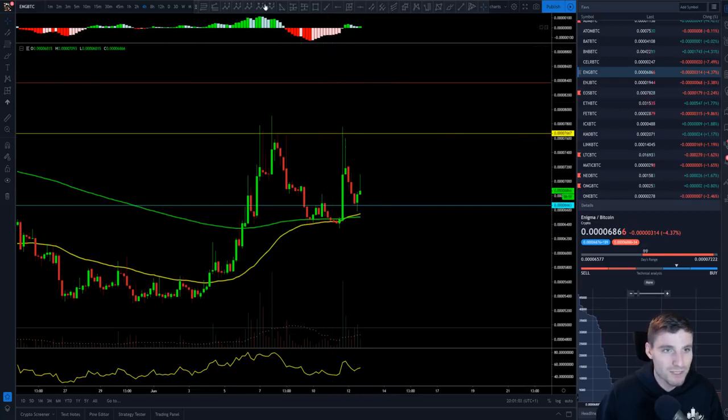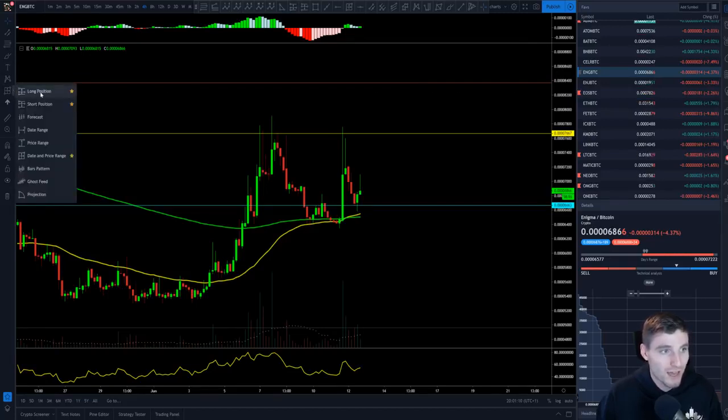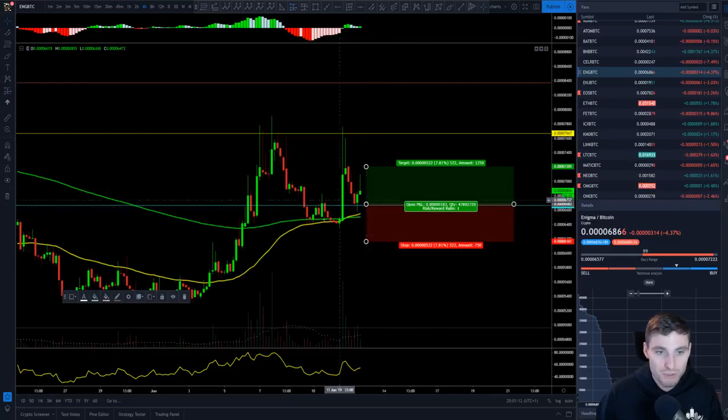Okay, so let's just do this. We'll take out our long position tool, which on TradingView is located under the prediction tools on the left, the long position. We are clicking on daily support to enter that long position.